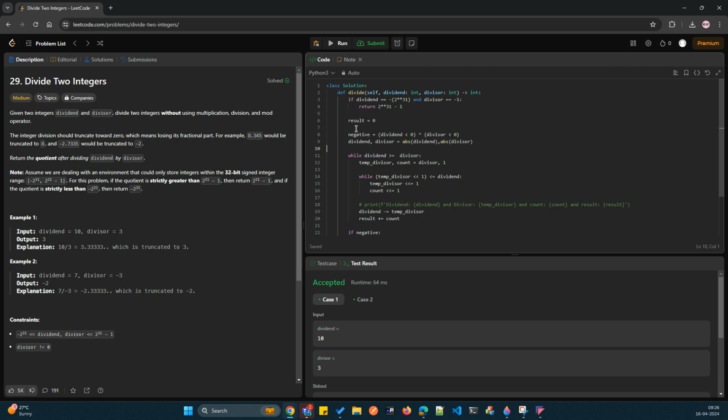Also, we need to handle the negative cases, and that's what is being written here. If both are negative, we'll return the positive value. We'll be storing whatever the result value is, and we'll be doing the calculation only on the positive values. Yeah, that's it.